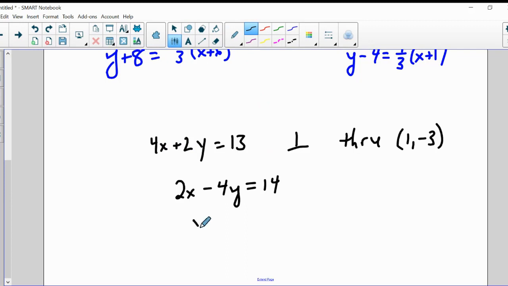That's kind of weird. Do I have to simplify it? That depends on the teacher.